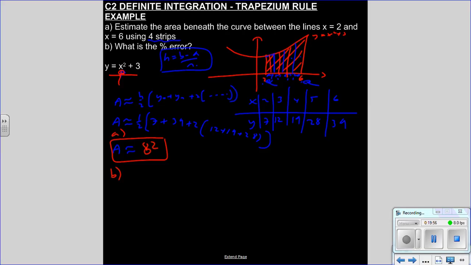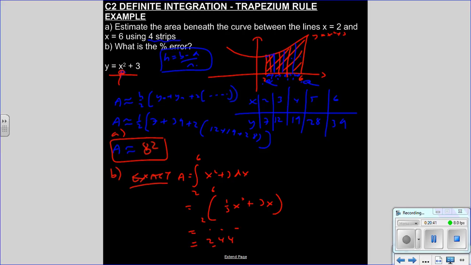Fortunately, we can integrate this, so we can find the exact integral and then recognise what the difference is. The exact is going to be the integral between 6 and 2 of x squared plus 3 dx. Big square brackets: a third x cubed plus 3x between 6 and 2. Whack that in and we'll do our calculator check as well. That should get 244 over 3, which is approximately 81.3 recurring.